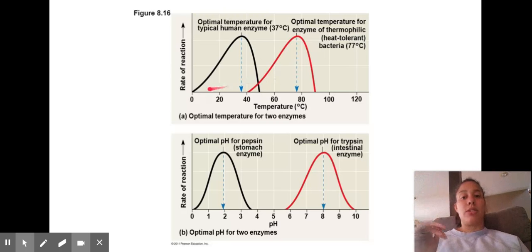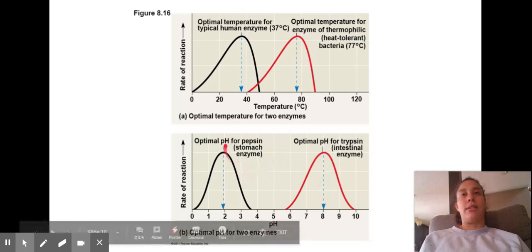Either way, let's just look at this graph and say, hey, humans operate at around 37 degrees Celsius. Bacteria operate around 77, 78 degrees Celsius. And we can see that their optimal ranges are different. And then once they get outside of their optimal ranges, you can see that they have gone through a denaturing impact and they no longer are functional.